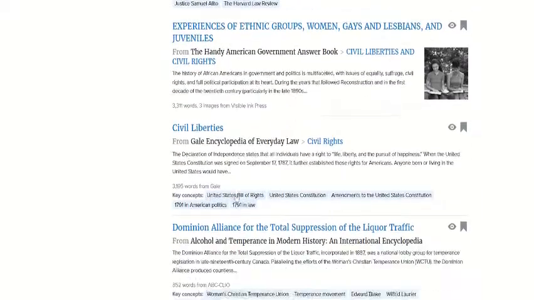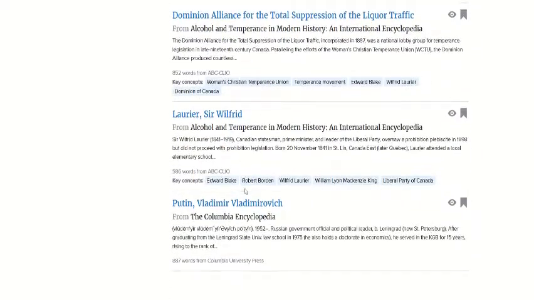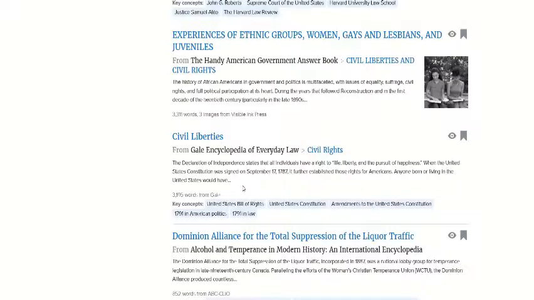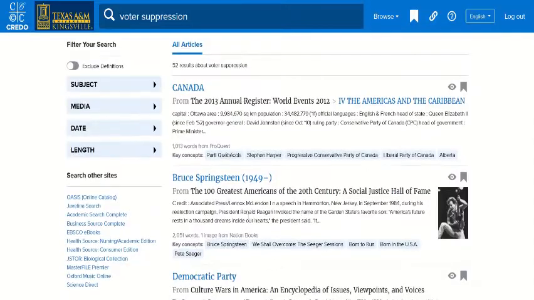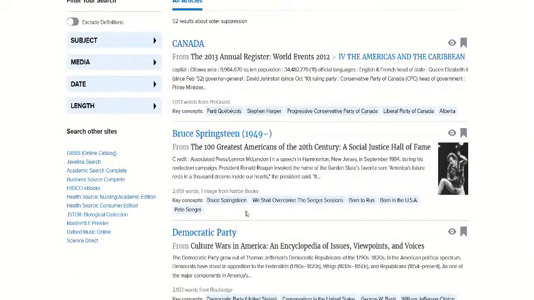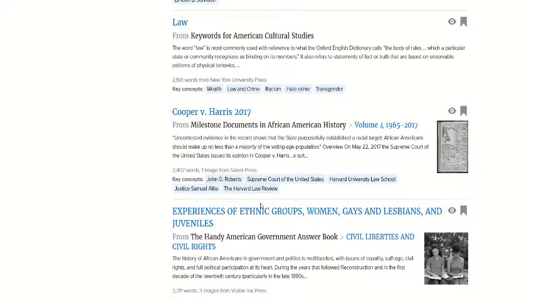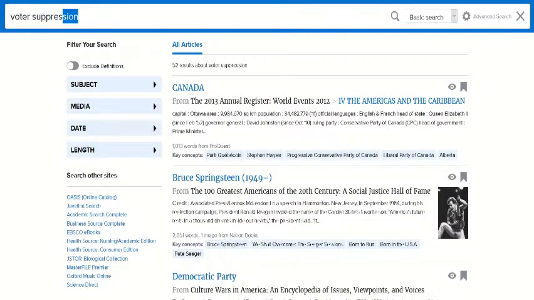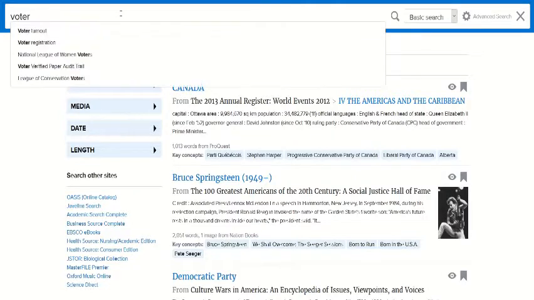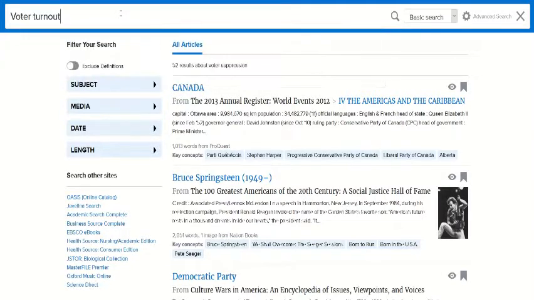So we can see that it's a different set of encyclopedias, some of them. It has a different set of resources. So even though it's similar to the Gale Reference Library, it accesses a number of different sources. It has different encyclopedias. Again, they'll provide you with different perspectives on the subject. Let's look at voter turnout. Let's see what that gives us. Search.